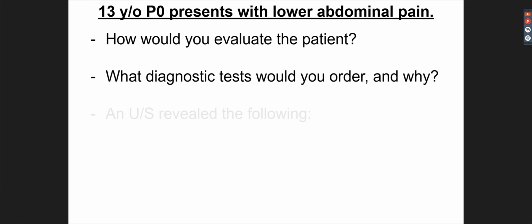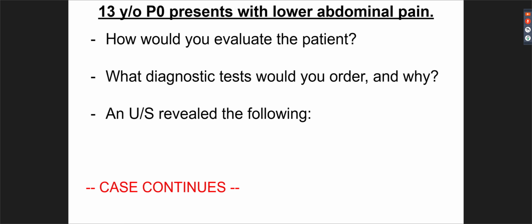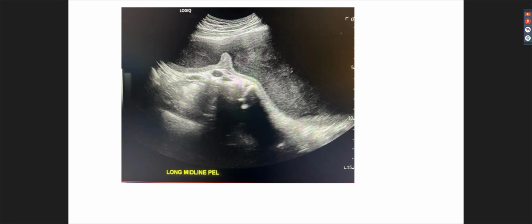Okay. So an ultrasound revealed the following. Describe this image. I'm looking at a twin peak. Most likely multiple pregnancy.